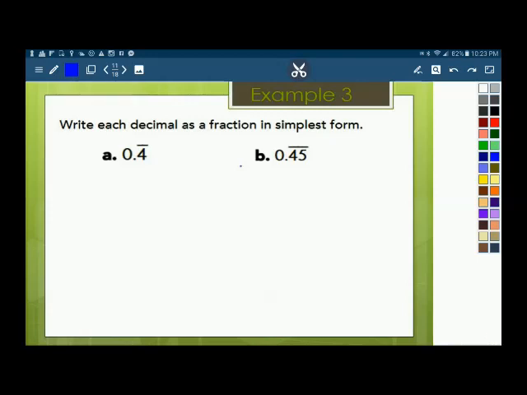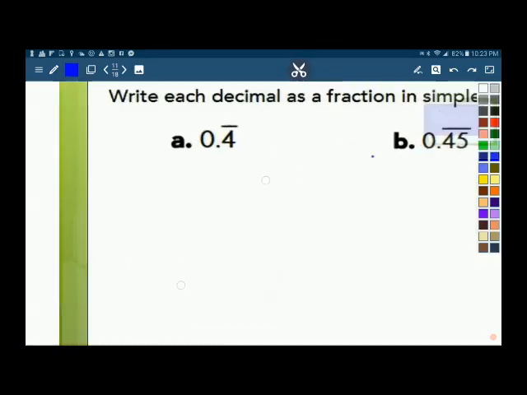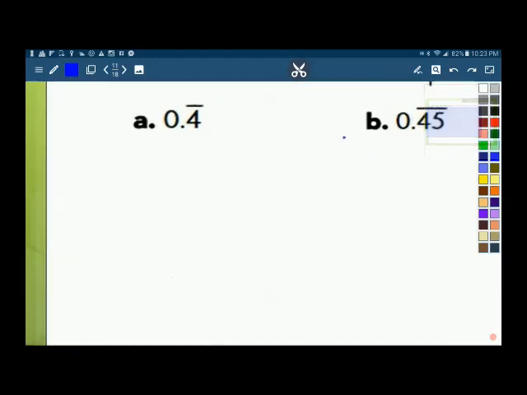And yes, it is difficult, so make sure you're paying attention and you're asking questions when you need them. Let's try A. The first thing I want you to do is write an equation with this number equal to the variable. So let's call the variable x. x is equal to 0.4 with the 4 repeating.